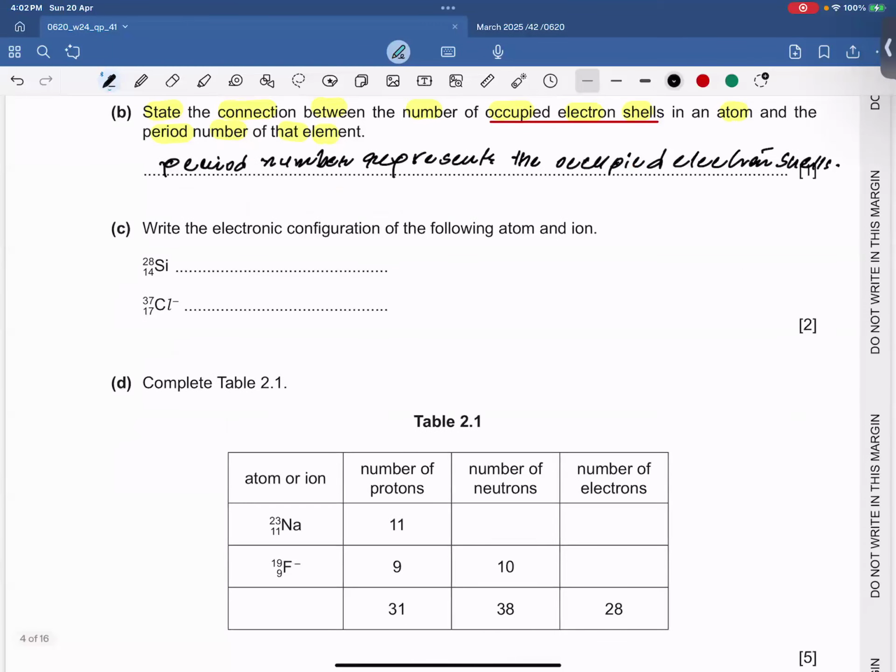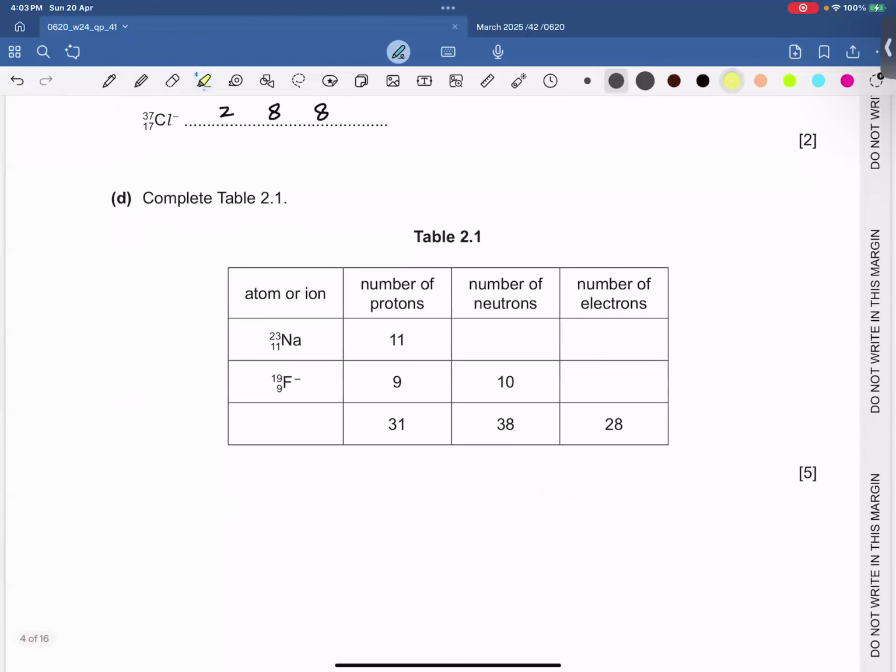Okay. Write the electronic configuration of the following atom and ion. Silicon has an atomic number of 14, which means it has 14 electrons. So first shell has 2, second shell is 8, third shell is 4. Chlorine has an atomic number of 17, which means it has 17 electrons. A -1 charge means it gained 1 electron. So total electrons would be 18. So first shell 2, second shell 8, third shell also contains 8. Complete Table 2.1.